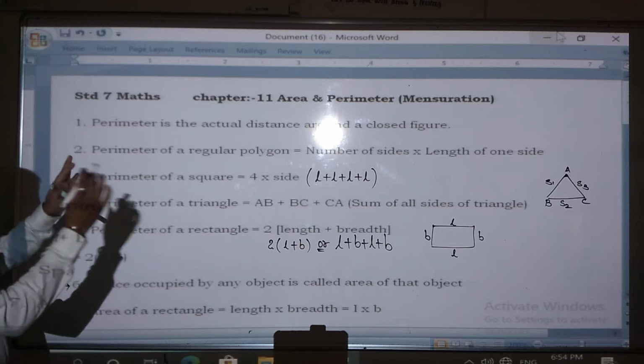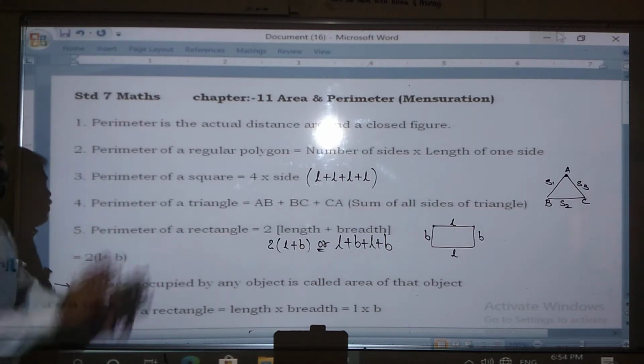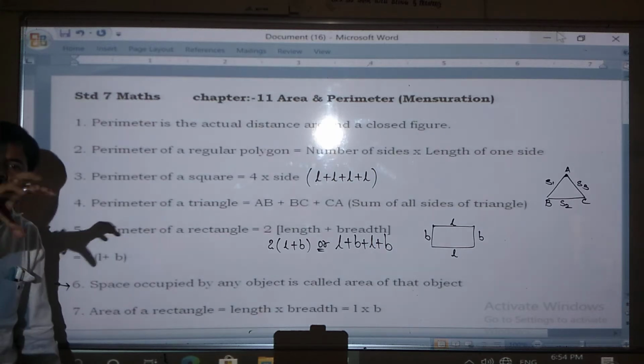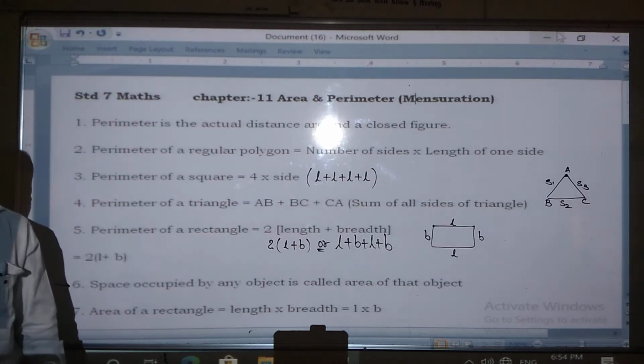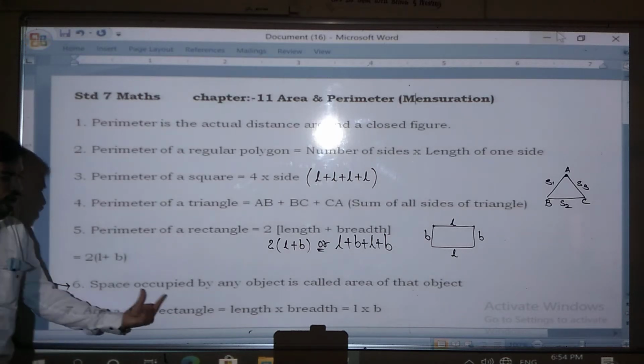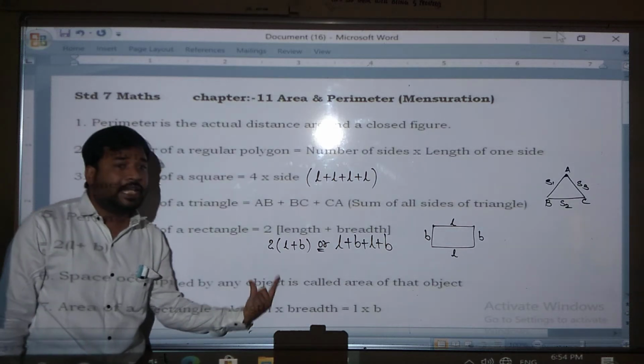Now from the sixth point we are talking about area. You can see that the board is hung on the wall. Can you see the wall? Can you see that part? You can see the remaining wall. Can you see the wall behind that board? No. Means what? This board has occupied some space. The board has occupied some space. Right? So we can say that it is the space occupied by any object.